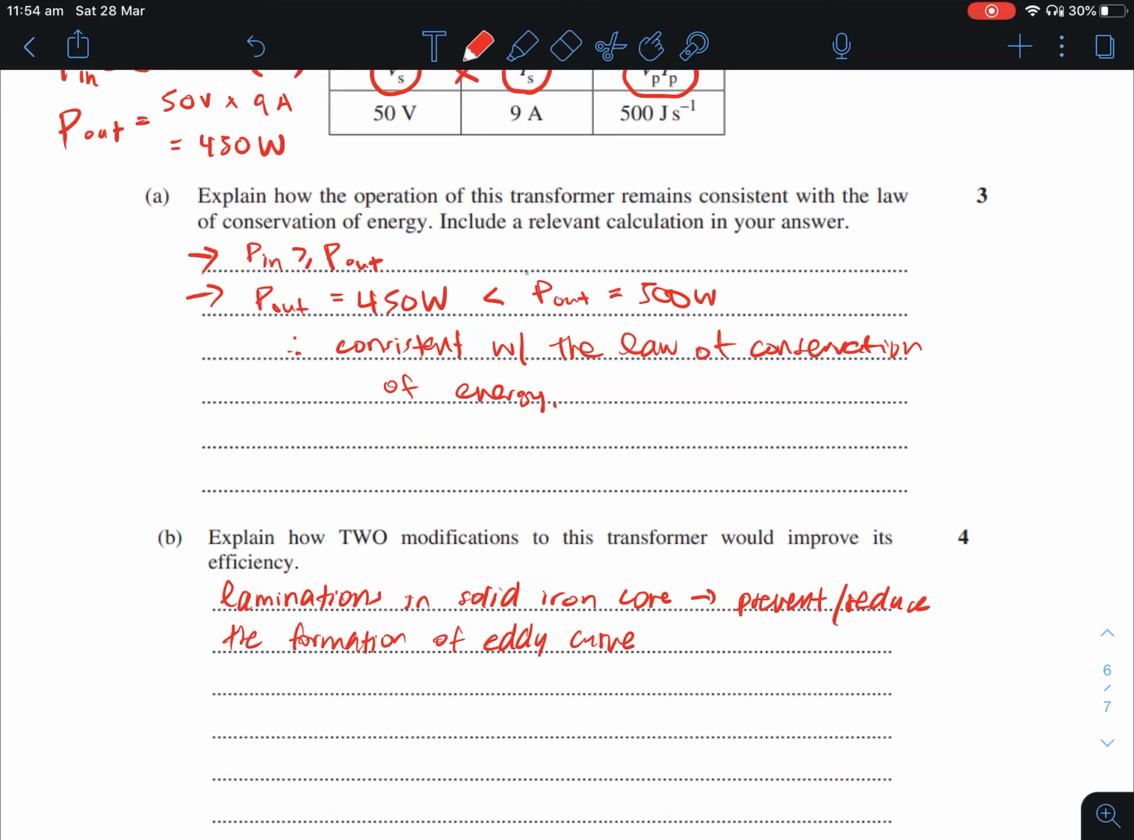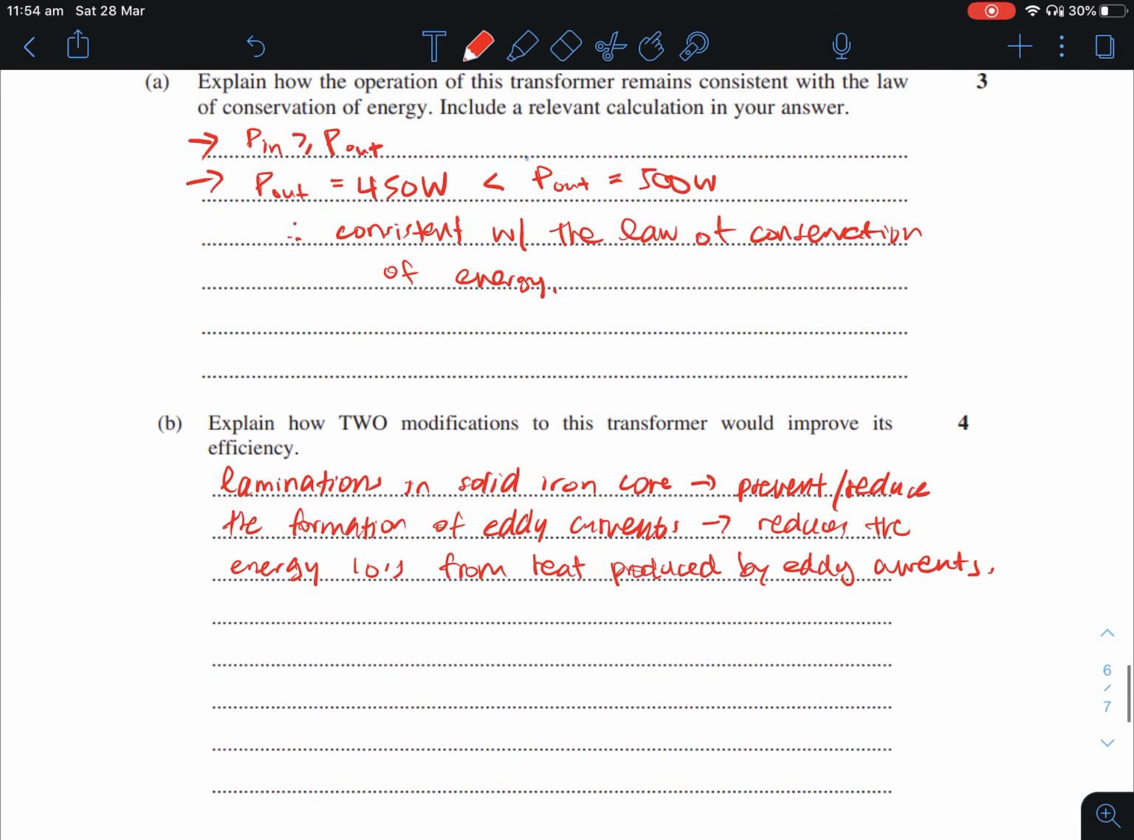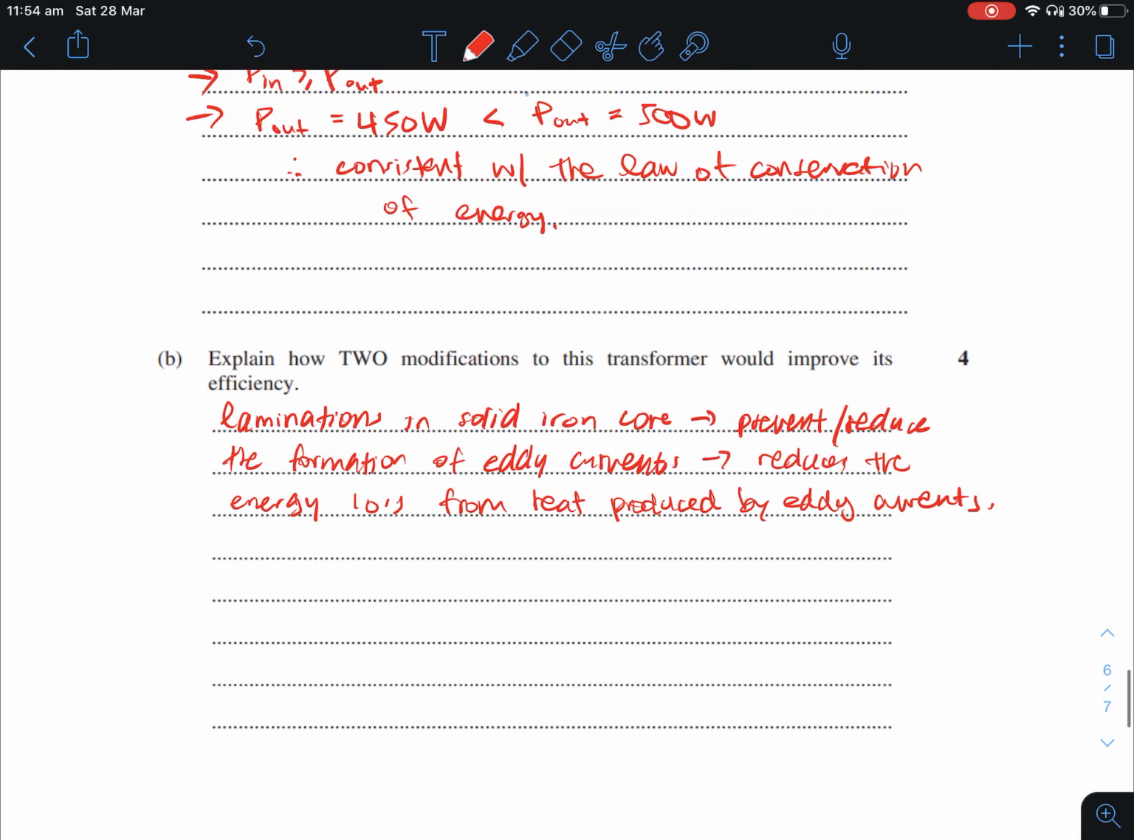and therefore, I wouldn't say improves, it reduces the energy loss from heat produced by eddy currents. So that's the first improvement.